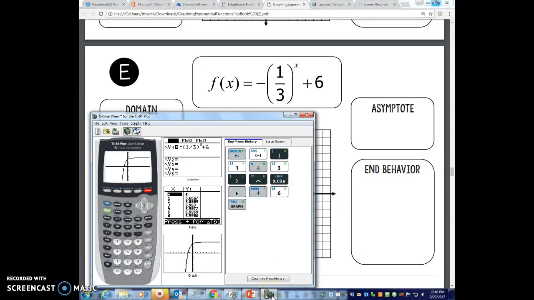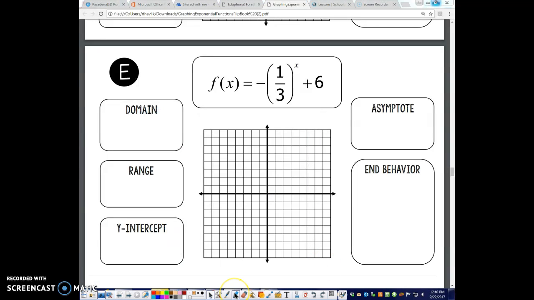Okay, so they want the domain of this line. So how far to the left is this line going to go? Well, this line continues forever and ever and ever, so it goes forever. And how far to the right? Well, this line's going to go forever and ever to the right, so forever. So we call that all real numbers, remember? So our domain here is all real numbers.